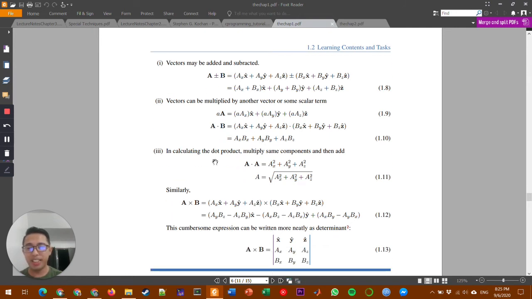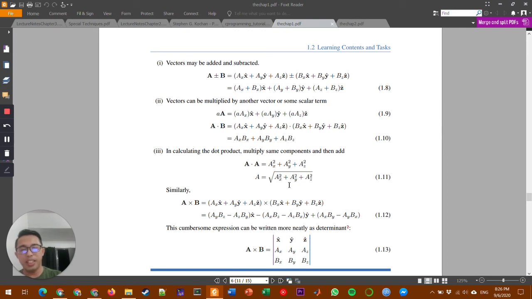So in calculating the dot product, you multiply same components and then you add. So if you have A dot A, the vector product of A by itself, you have AX square, AY square, AZ square. So if we have this vector product, this is actually just the magnitude squared of A. So take the square root of that, so you have the square root of AX square plus AY square plus AZ square. This looks like the 3D form of the Pythagorean theorem, right?